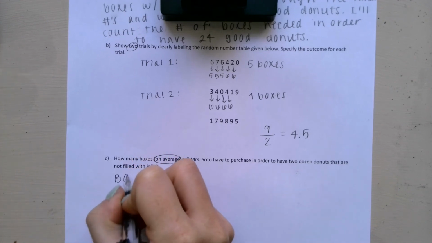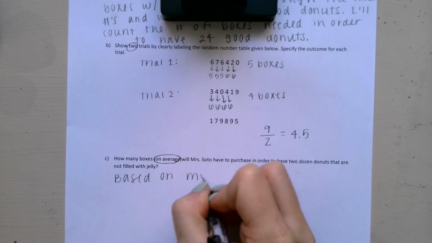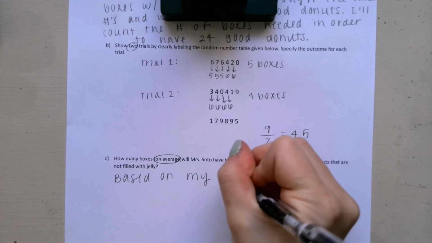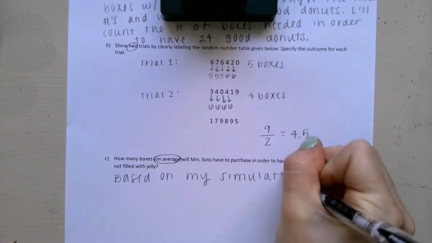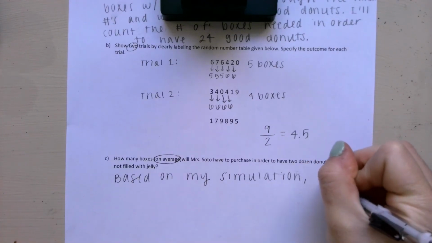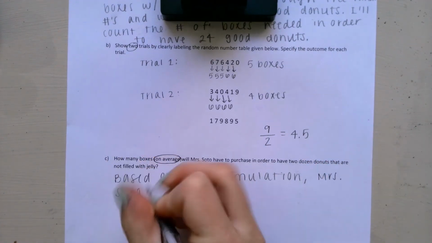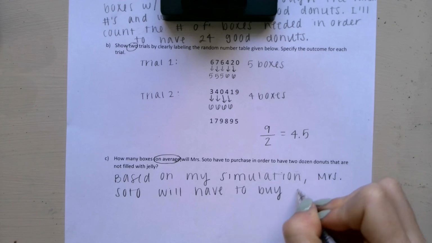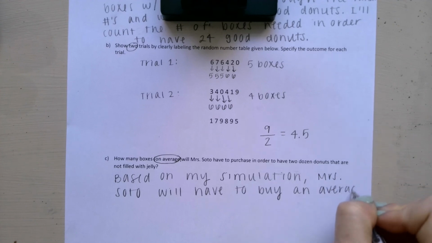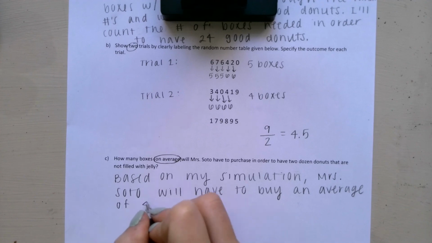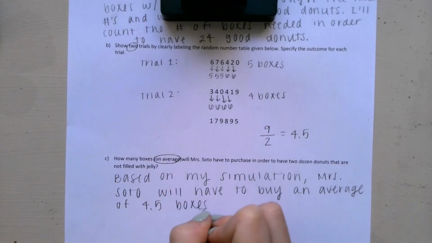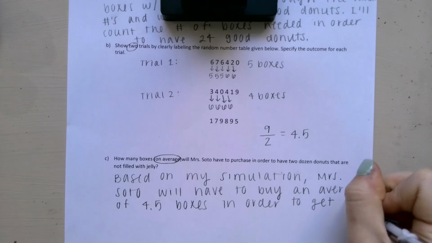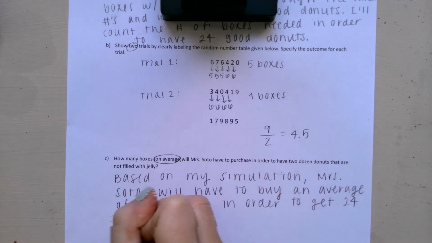So I'll say based on my simulation, Mrs. Soto will have to buy an average of 4.5 boxes in order to get 24 good donuts.